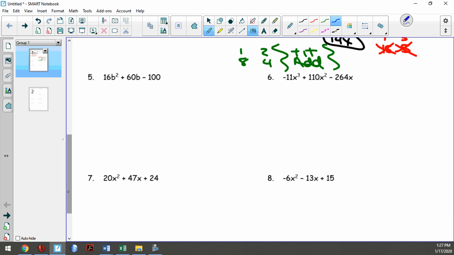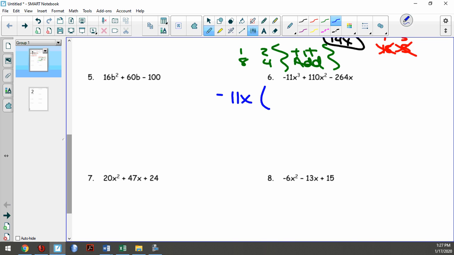Okay, what do you notice about this problem? Does 11 go into every one of them? Did you guys check that? What else should go into every one of them? There's an x in every one of those terms, right? So what am I supposed to pull out? Careful. A negative 11x, remember? Because we don't like our x squared term to be negative. So we're going to pull out a negative 11x.